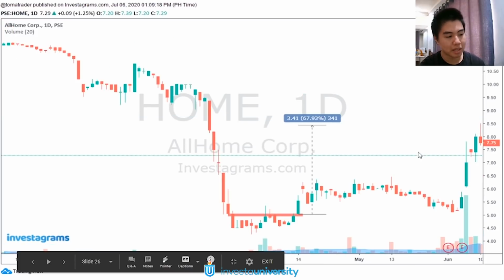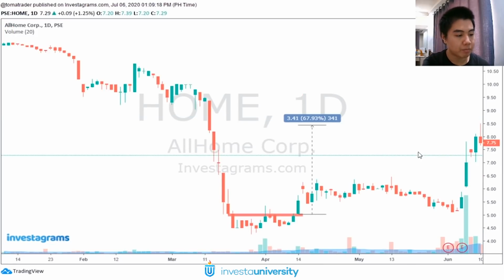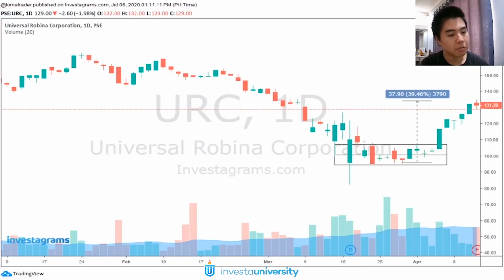And then it was just the beginning of a bigger move on the upside. And so, nag-up siya 67%. Then here we have URC, actually the same thing. Diba? We have a consolidation, right? After coming from a downtrend, we have a consolidation right here. Again, Darvas box sa ilalim, if that's what you want to call it.